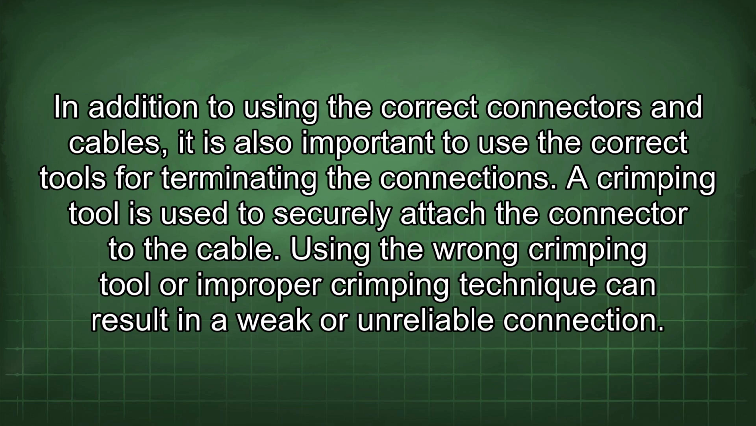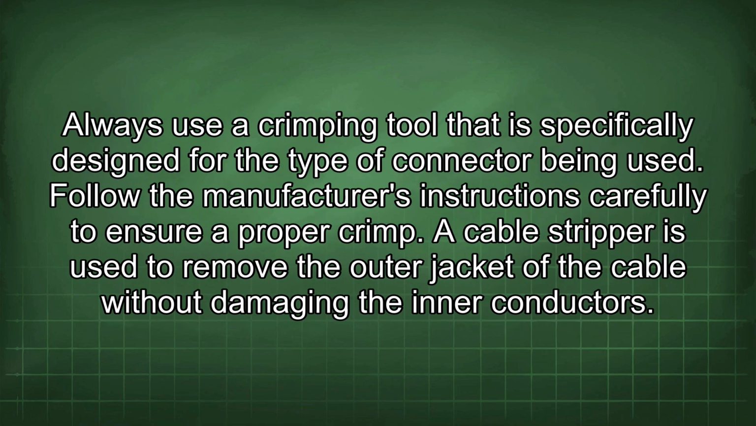In addition to using the correct connectors and cables, it is also important to use the correct tools for terminating the connections. A crimping tool is used to securely attach the connector to the cable. Using the wrong crimping tool or improper crimping technique can result in a weak or unreliable connection. Always use a crimping tool that is specifically designed for the type of connector being used. Follow the manufacturer's instructions carefully to ensure a proper crimp.